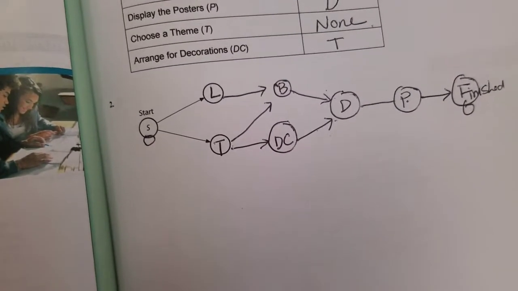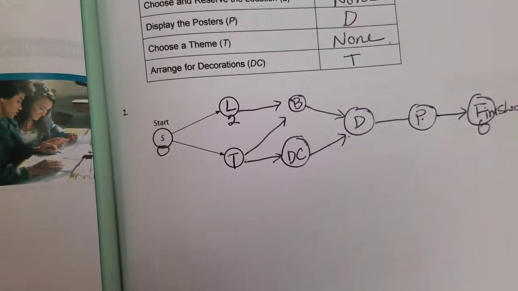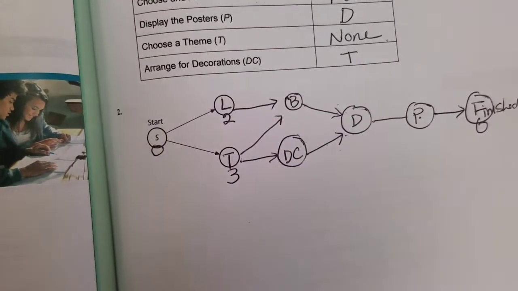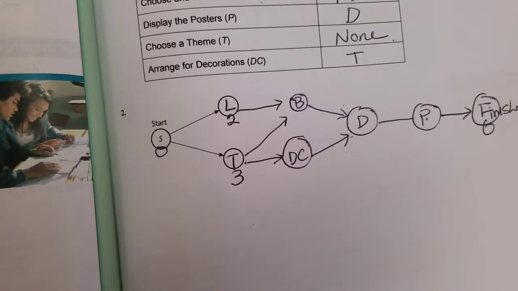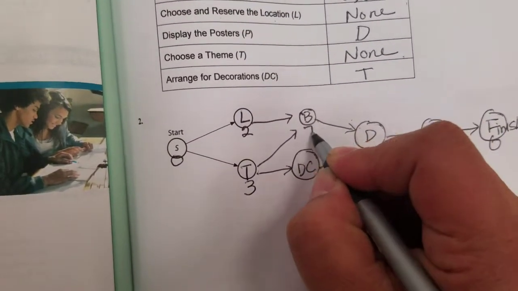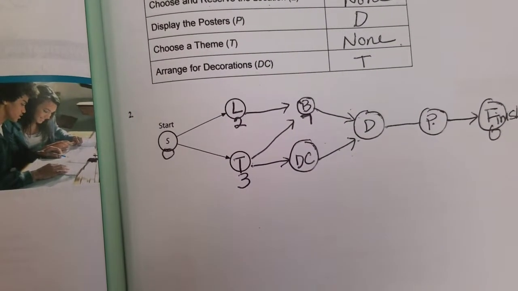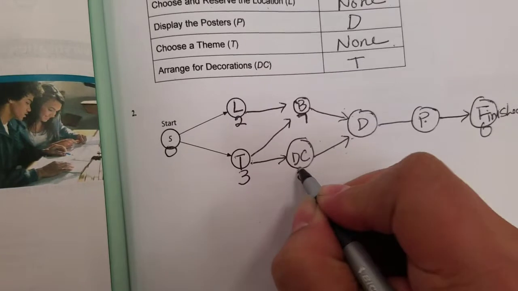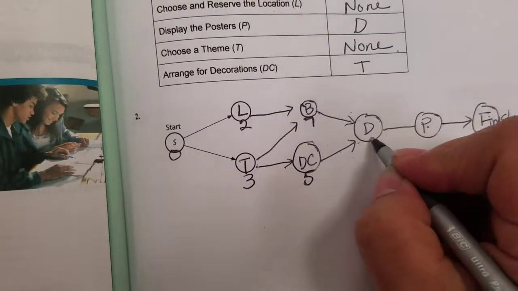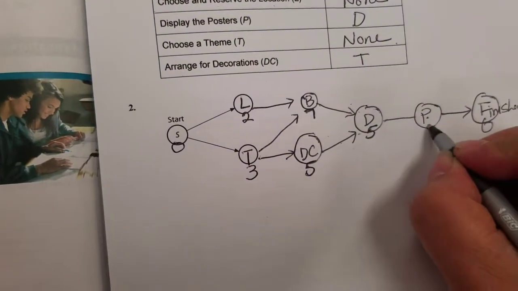And then it says L, or choosing a location, takes 2 days. So I'm going to put that 2 there. And choosing a theme takes 3 days. Booking a band or a DJ takes 7 days. That's a long time, but it takes 7 days. And then arranging for decoration takes 5 days. So I'm going to put a 5 there. And then design a poster also takes 5 days. And then displaying the poster takes 2 days.